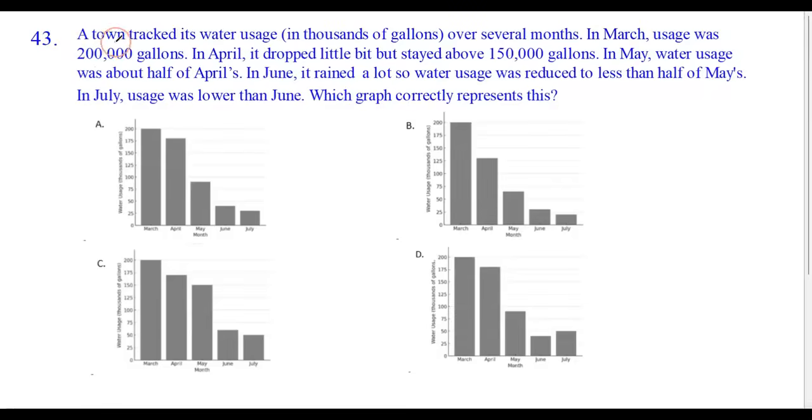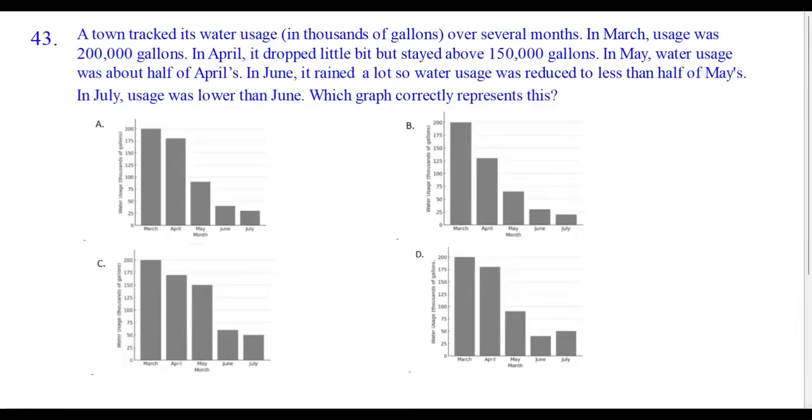Question number 43. A town tracked its water usage in thousands of gallons over several months. In March, usage was 200,000 gallons. In April, it dropped a little bit but stayed above 150,000 gallons. In May, water usage was about half of April's. In June, it rained a lot, so water usage was reduced to less than half of May's. In July, usage was lower than June. Which graph correctly represents this?